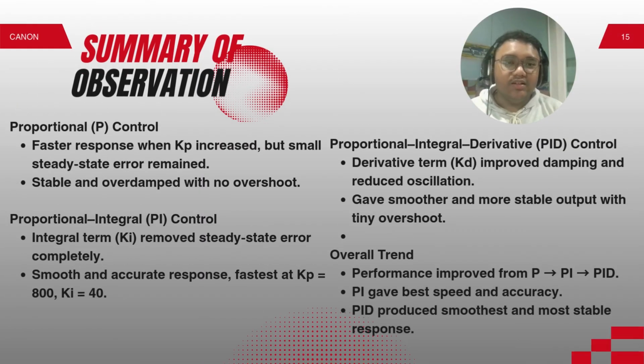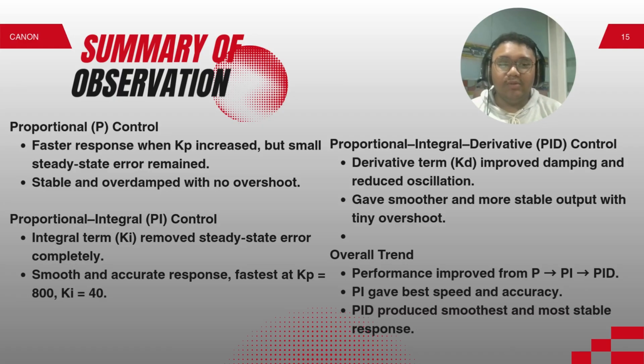Now I will present the summary of observation from the P, PI and PID controller test. First, for the proportional P control. When the KP value was increased, the system responded faster. However, a small steady state error was still present. Overall, the response was stable over time and had no overshoot.